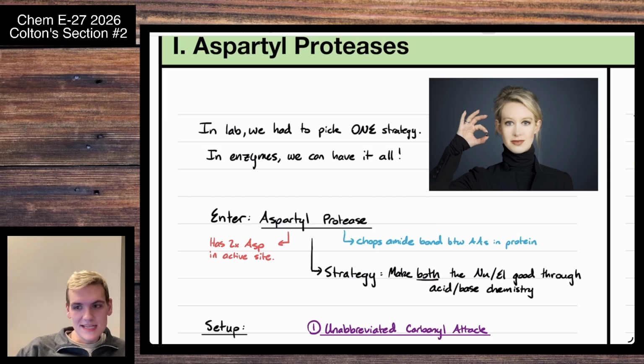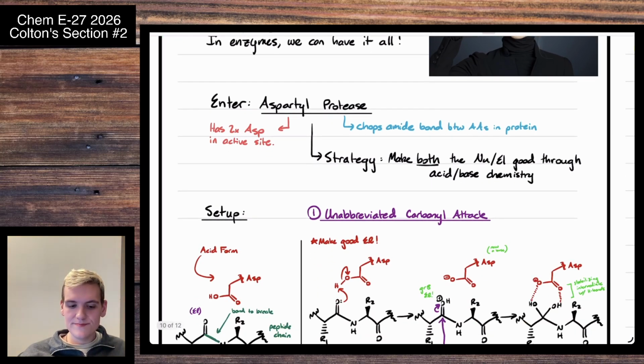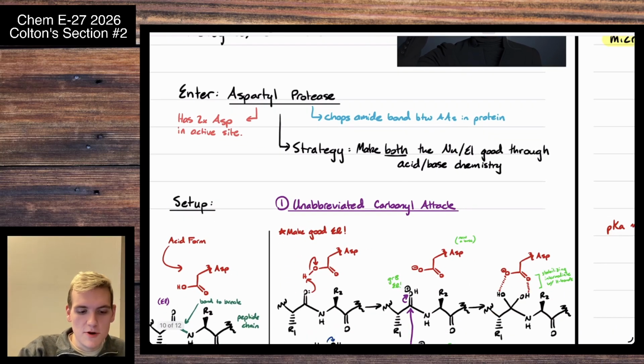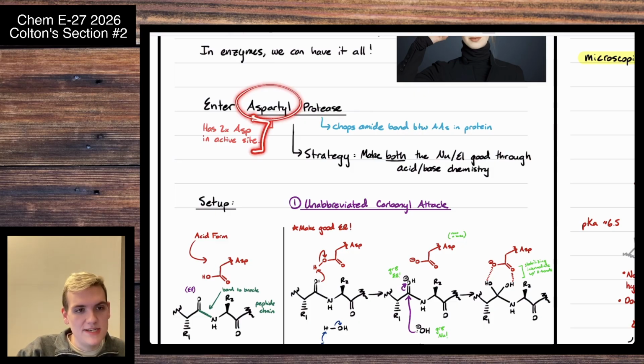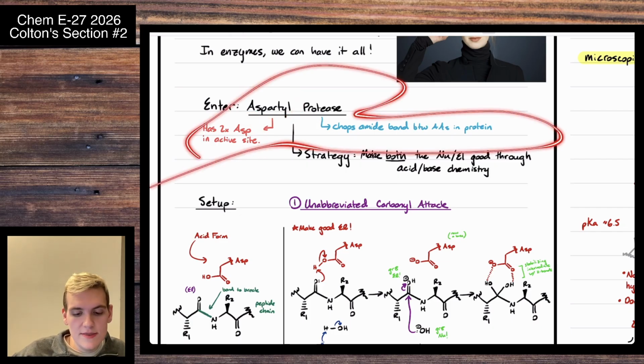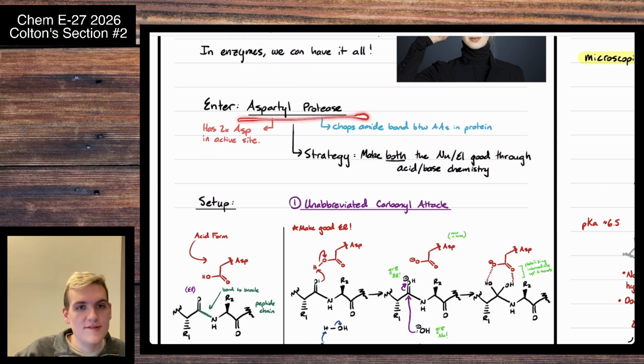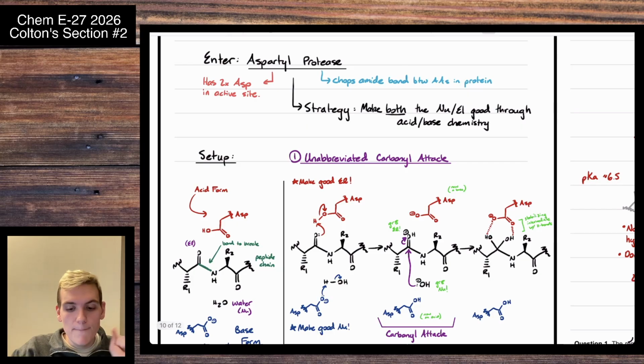So this is our aspartyl protease. So who is she? Aspartyl protease, enter stage left. A protease, something that chops the amide bonds between amino acids in a protein. And aspartyl, we have two aspartate residues in our active site. So that's going to be kind of the setup here. And the strategy that the aspartyl protease uses is we are going to make both a good nucleophile and a good electrophile using acid-base chemistry.